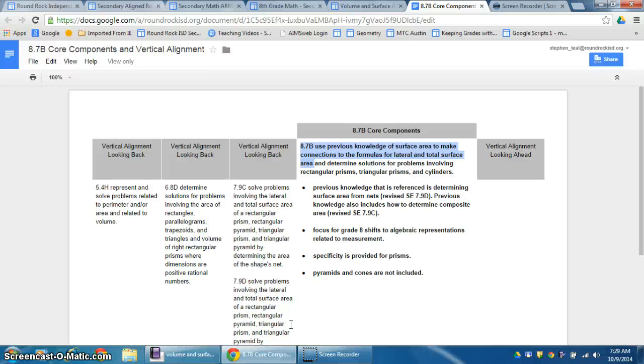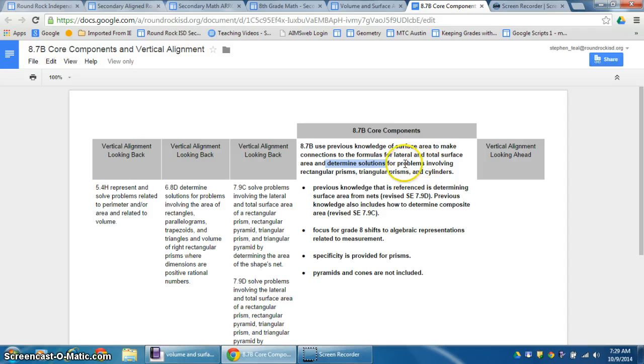So it is not a net building TEK anymore as much as it is a net referencing TEK, or a net connecting TEK to the algebraic representation, or in other words, the formula for total and lateral surface area. The second verb in there is to determine solutions. So again, we're not just connecting that TEK, but we're going to use those formulas to find solutions.